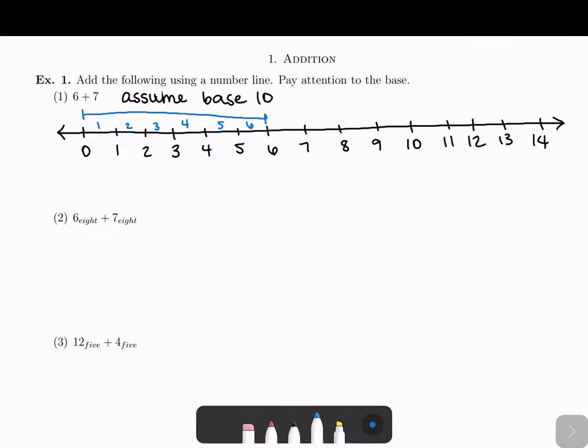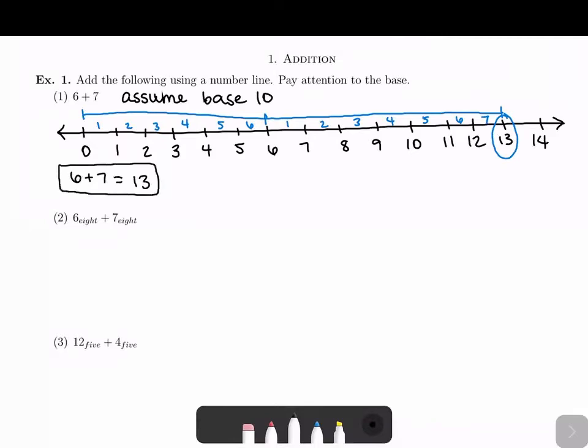Now when we add 7, we go another 7 units. 1, 2, 3, 4, 5, 6, 7. So this one has 7 units. And where did we end up? We ended up here at 13. So we can say that 6 plus 7 is 13. That's our answer, and the number line above it is our work.